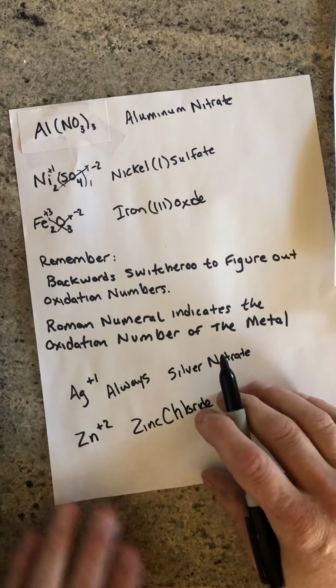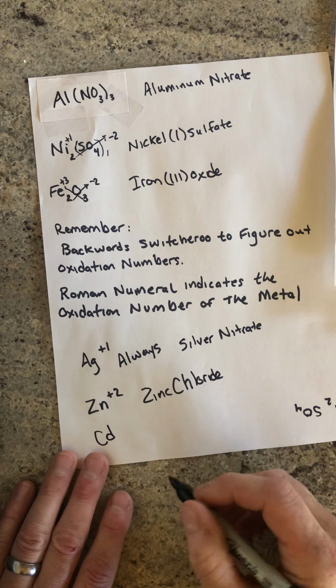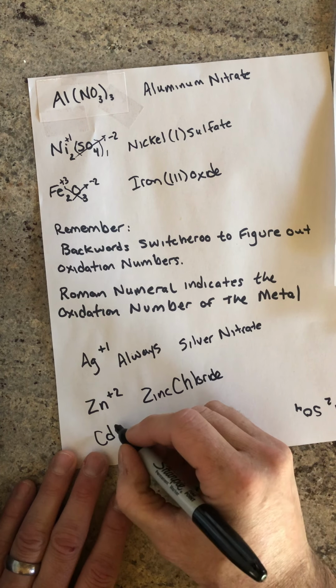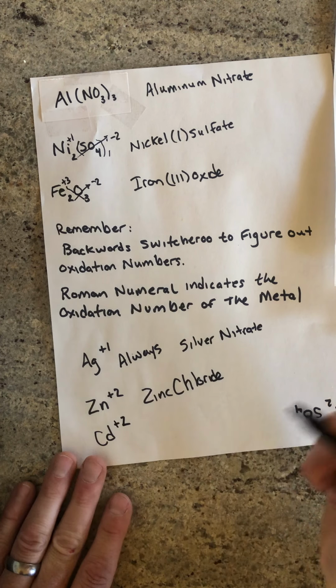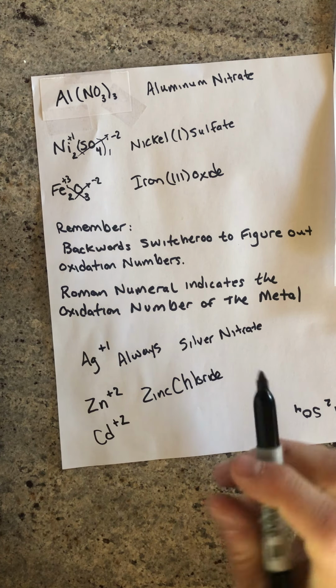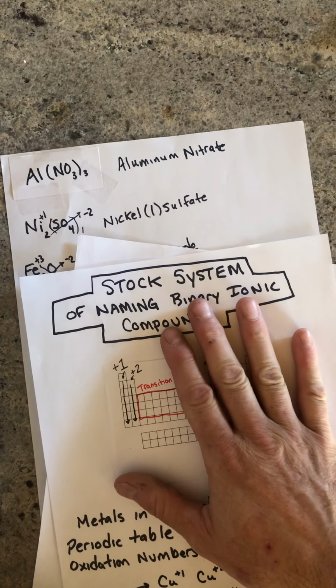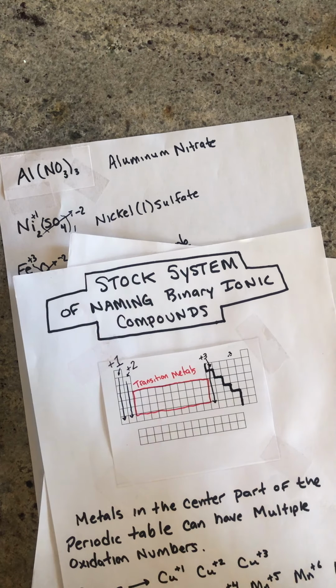And I guess if there's one more I would point out, it's probably cadmium. We don't see this too often, but cadmium is also a +2, and so you won't see cadmium in a name with a Roman numeral. All right, so that's the way the stock system of naming works, and I hope that helps you.